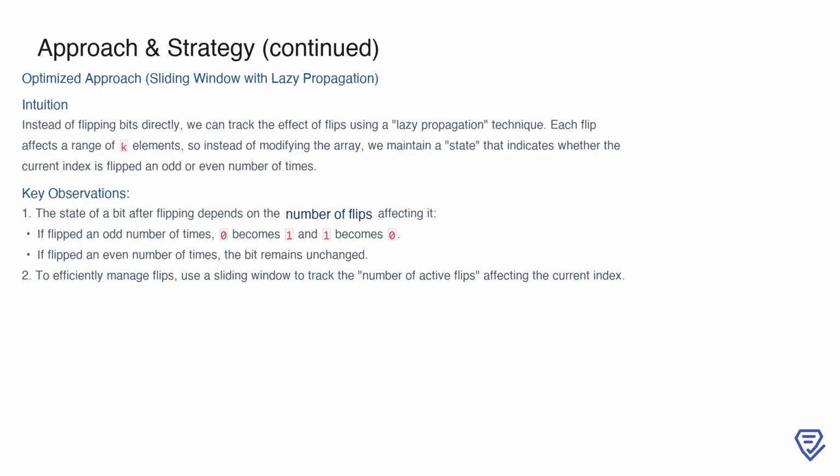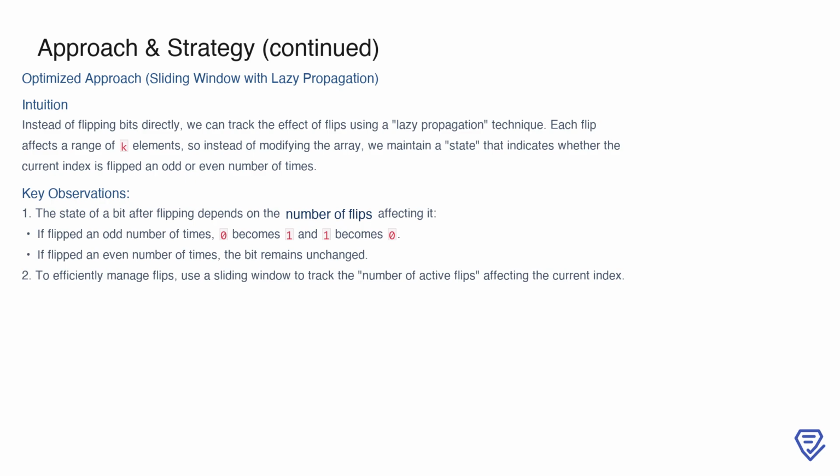Instead of flipping the bits directly, we keep track of the cumulative effect of flips. The key insight here is that the state of a bit depends on how many flips have affected it. If a bit has been flipped an odd number of times, its value changes. If flipped an even number of times, it remains the same.